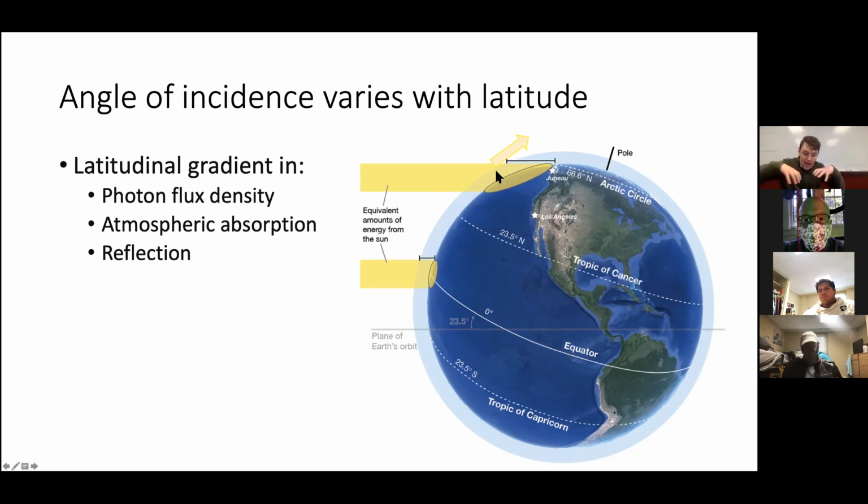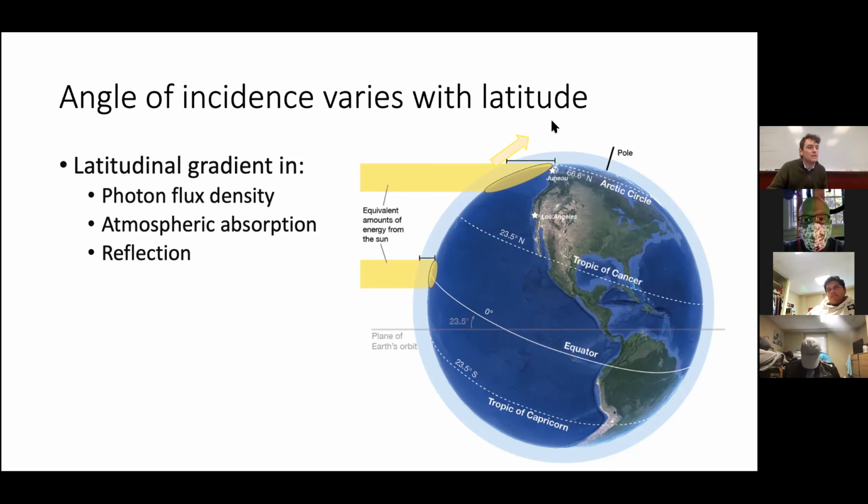So the atmosphere itself absorbs some of the energy that would ultimately make it to the ocean or to the ground and warm the surface of the Earth. And you also get a little bit of reflection. So as the sunlight hits the atmosphere, some of that is absorbed, some of that makes it through to the ground, and some of it bounces off.